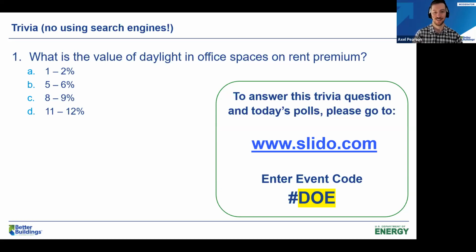While you wait, go to slido.com, enter the event code hashtag or #, depending on how you know that symbol, DOE, and answer the trivia question.